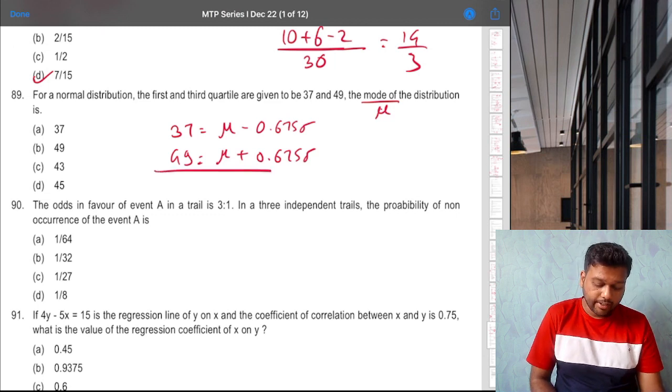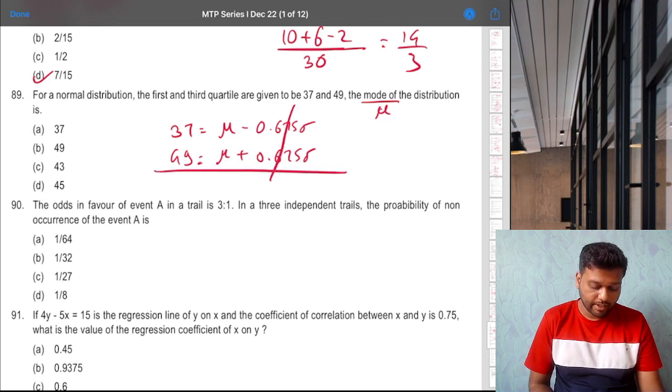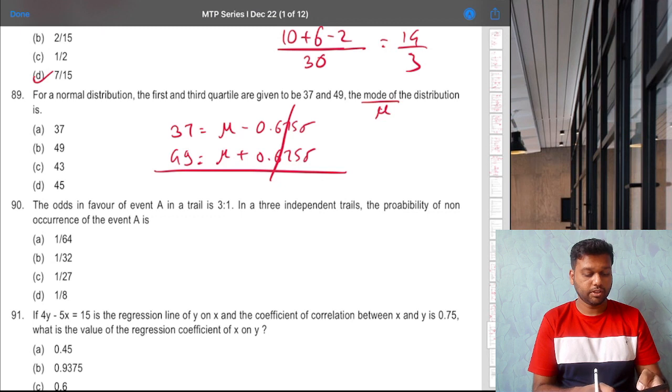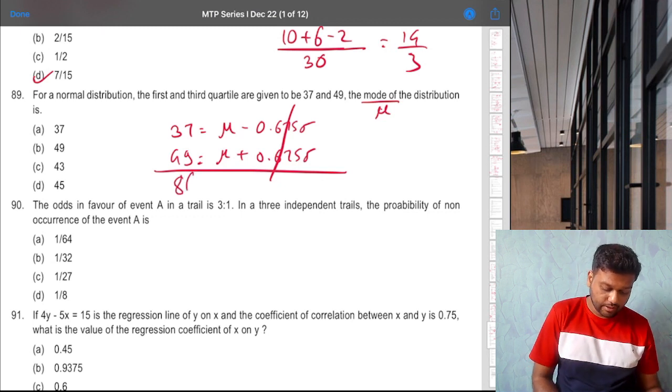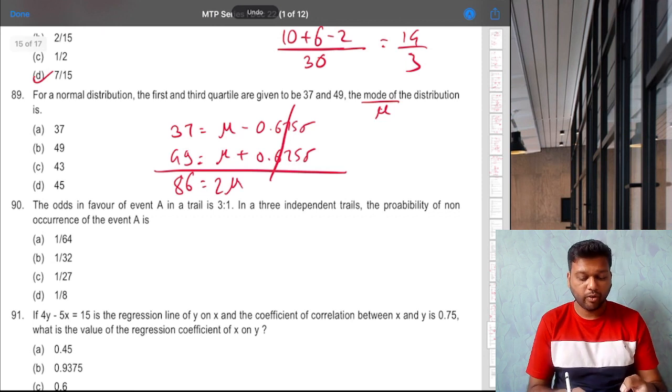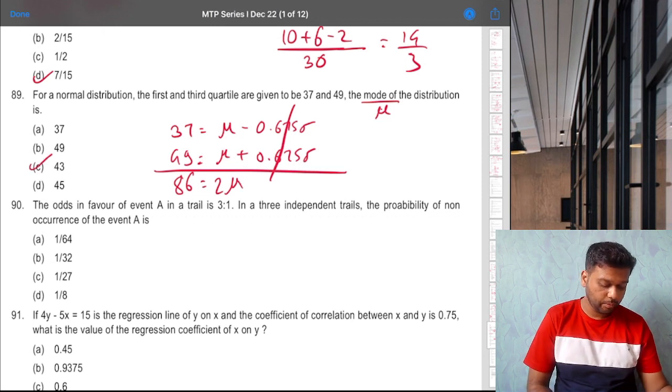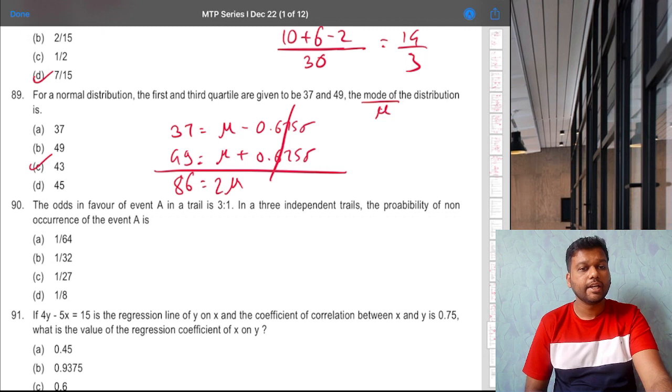So we can just add these two. This will be cancelled, plus minus. 37 plus 49 is how much? 86 is equal to 2 mu. So mu will be what? 86 by 2, which is 43. Option C is the correct answer for question number 89.